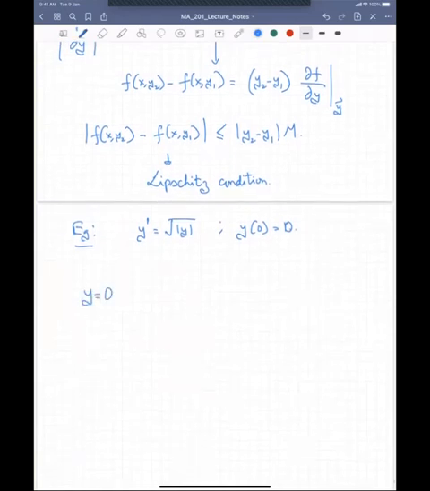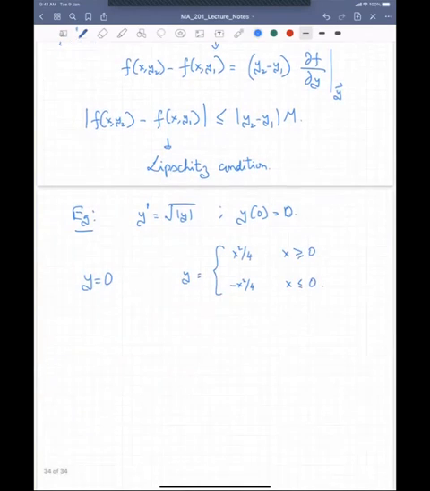So y equals 0 is actually a solution. And then y equals x square over 4 in the positive x-axis and minus x square over 4 in the negative x-axis. Okay. So why is this necessary? This is necessary because f of x,y is square root of modulus of y. Okay. So remember that y prime in regions less than x by this definition turns out to be positive.